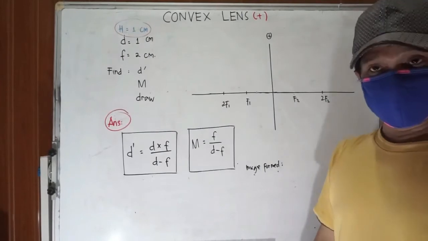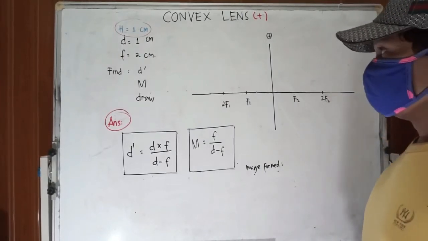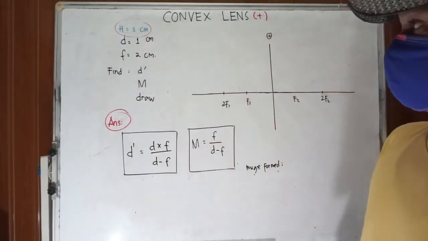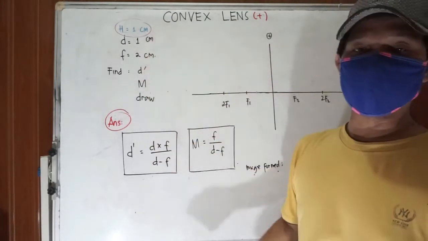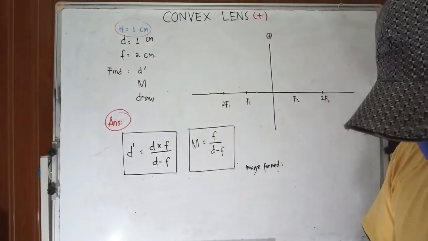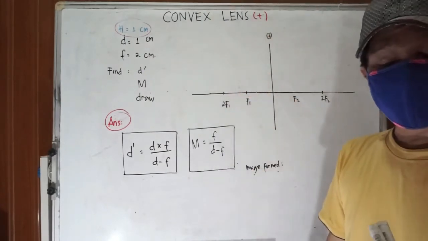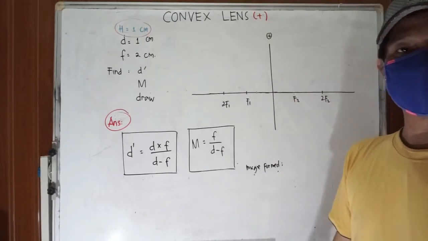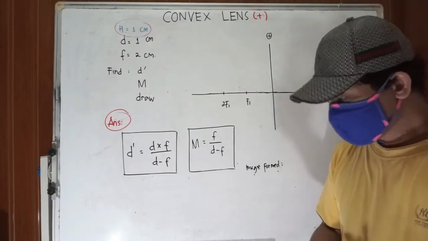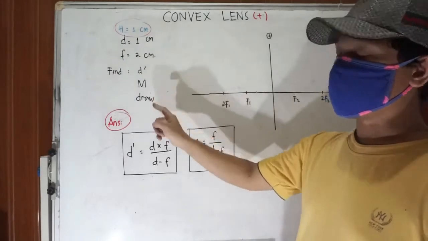Okay, students, we go to question number 2. The object height is 1 centimeter. The object distance is 1 centimeter and the focal length is 2 centimeter. As we know that the convex lens is a positive lens, so the value of f is positive. Listen, the value of f is positive. The question is: find the image distance, the magnification, and try to draw.